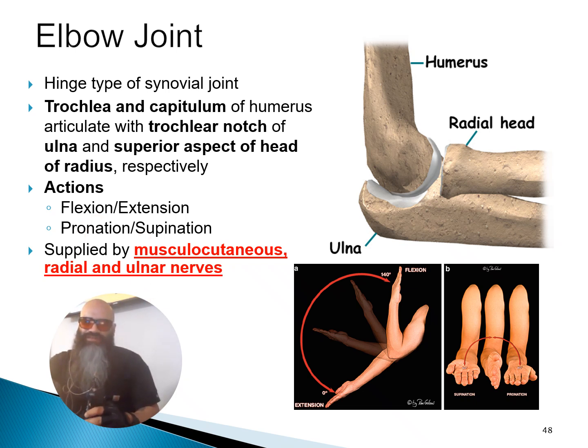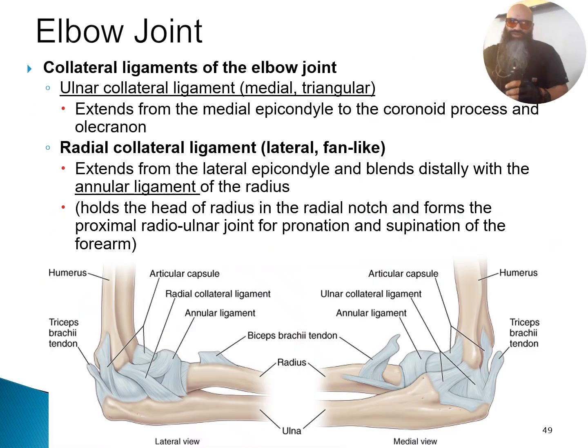Know which nerves supply it. So actions, we already know what they articulate with. Collateral ligaments of the elbow joint.